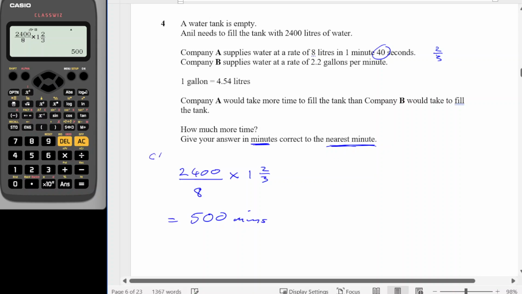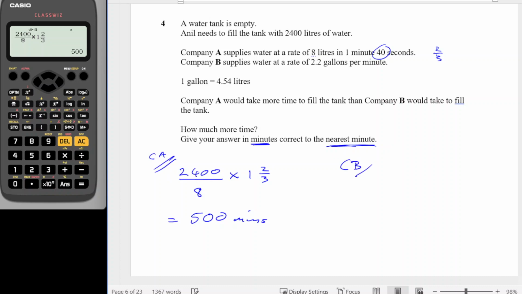So that's Company A. So Company B, a very similar process, although we've already got it in times per minute, so I don't need to do this multiplication part for this one. But I do need to convert this into litres. So I'm going to do 2,400 divided by 2.2 times by 4.54. And that will give me 2,400 over 2.2 times by 4.54.